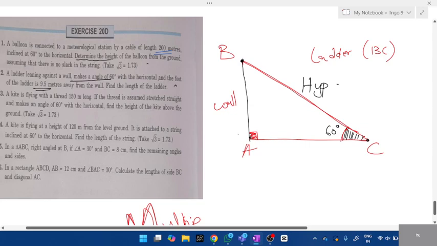C is the foot of the ladder, right? Yeah, BC is the ladder, C is the foot. The bottom one is called the foot. So the foot of the ladder is 9.5 meters away from the wall.